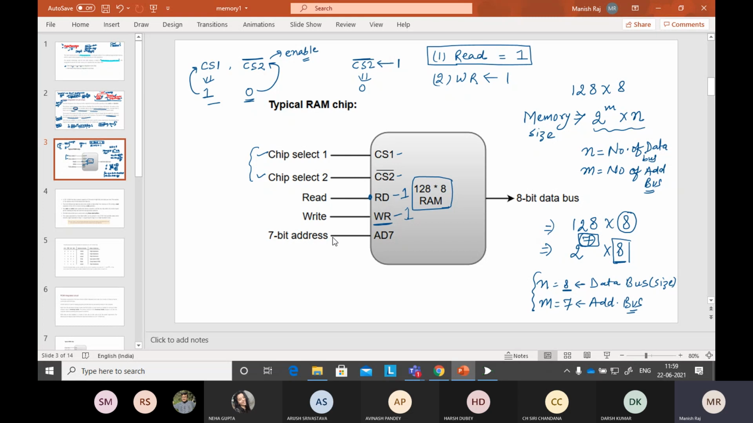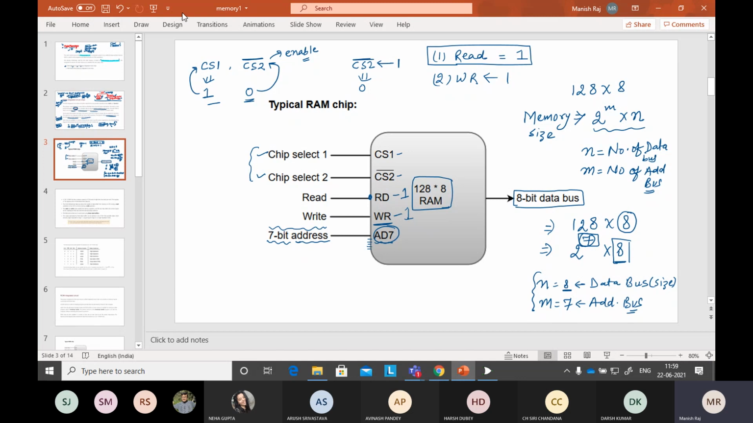One thing is also written here, that is a 7-bit address bus. It is shown here by one line only, but it is actually 7 different lines, and you attach these bits here and do the operations. And here it is written an 8-bit data bus.